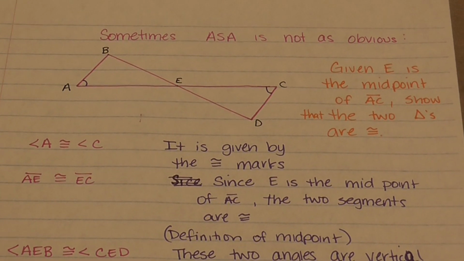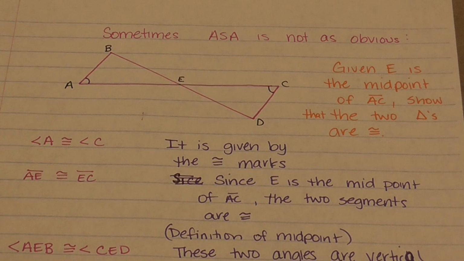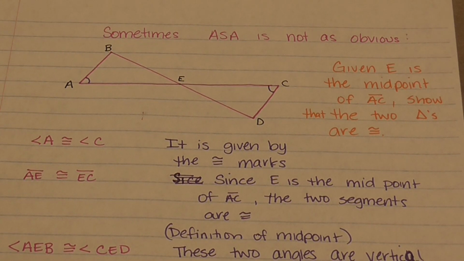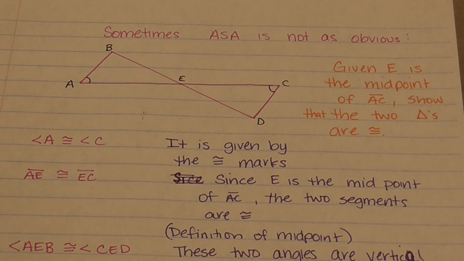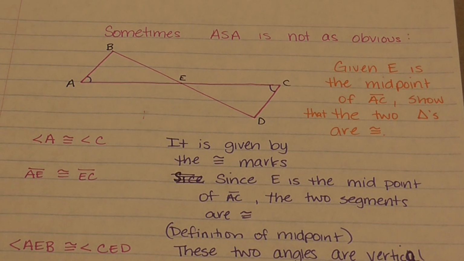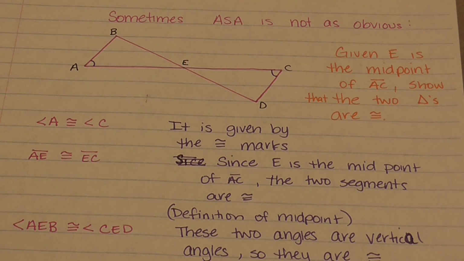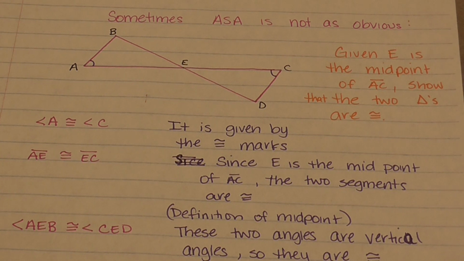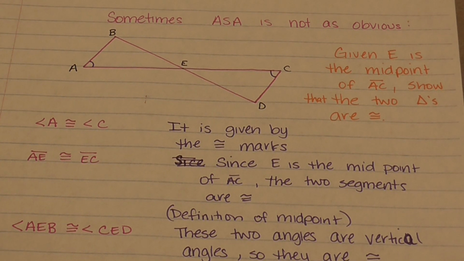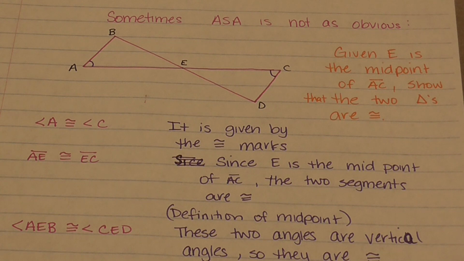Just like side, side, side, sometimes angle, side, angle is not as obvious either. So you're given this picture. You're told that E is the midpoint of AC, and we need to show that the 2 triangles are congruent to each other. Well, the first thing we can write is that angle A and angle C are congruent because of the congruence marks that are shown in the picture. Segment AE is congruent to segment EC, those sides of the triangles. They are congruent because E is the midpoint. The 2 segments are congruent, so that's the definition of midpoint.